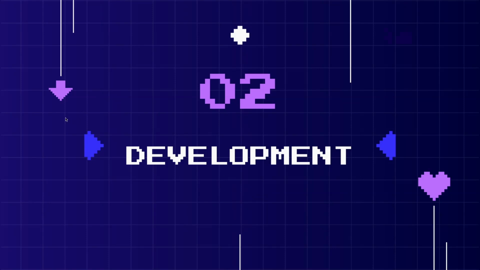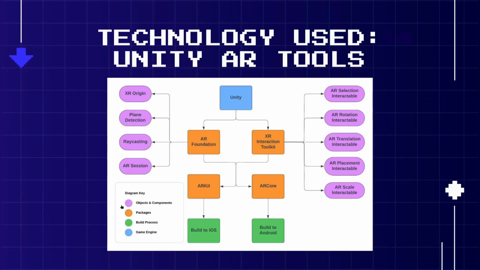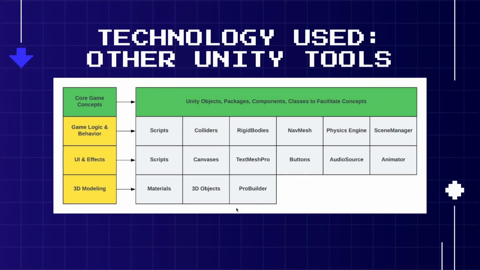Now, on to our development process. For our main technology, we chose to use the Unity game engine as it provided many of the AR tools we needed out of the box with the AR Foundation and XR Interaction Toolkit. They allowed us to easily do things such as plane detection, placing and adjusting our arenas, and provided us easy build support to both iOS and Android platforms with the ARKit and ARCore APIs. Unity also enabled us to develop game logic quickly, providing us with tools for game physics and collisions, as well as the UI and sound effects.